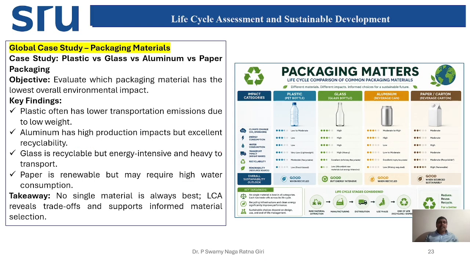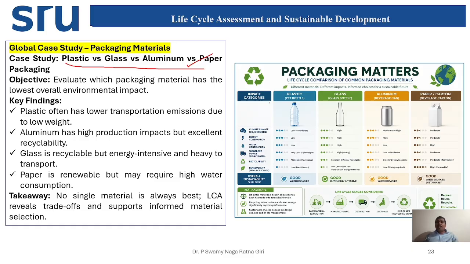Next we have the case study on packing materials. As I told earlier, CO2 emissions from packing materials are around 10 to 12% globally. Why is this happening? Because we should think about packing material as one of the huge impacts on society. You might simply say packing material is useless and we can throw it out, but not so. So we start with the case study of plastic versus glass versus aluminum versus paper packaging material, and see the impact from each and every one.